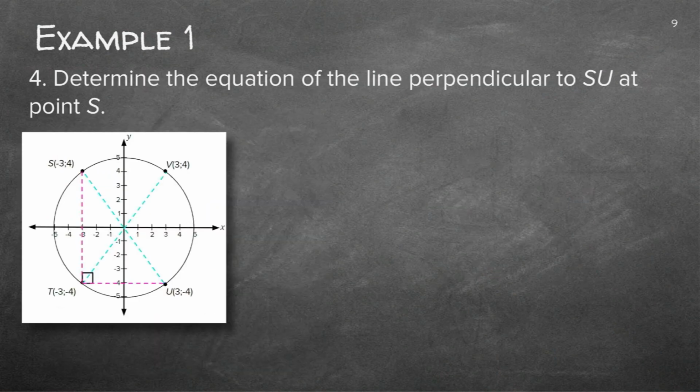Good. Another question on here. Determine the equation of the line perpendicular to SU at the point S. Determine the equation of the line perpendicular to SU. So now I'm going to try to draw it at the point S. There is the point S. If I draw a line perpendicular to that, do you agree with me? It will be something like that.